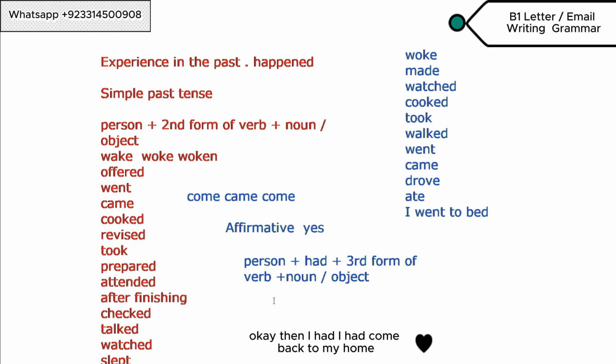Okay. Then I had come back to my home. I had cooked for myself. I had revised my lesson. I had took a nap. That is incorrect. I had took, third form of took is taken. I had taken a nap. I had prepared my homework. I had attended my class. Attended, yes. I had attended my class.